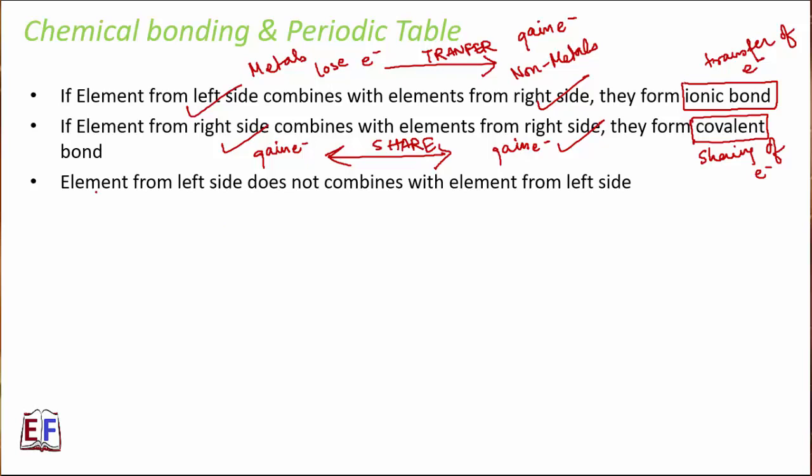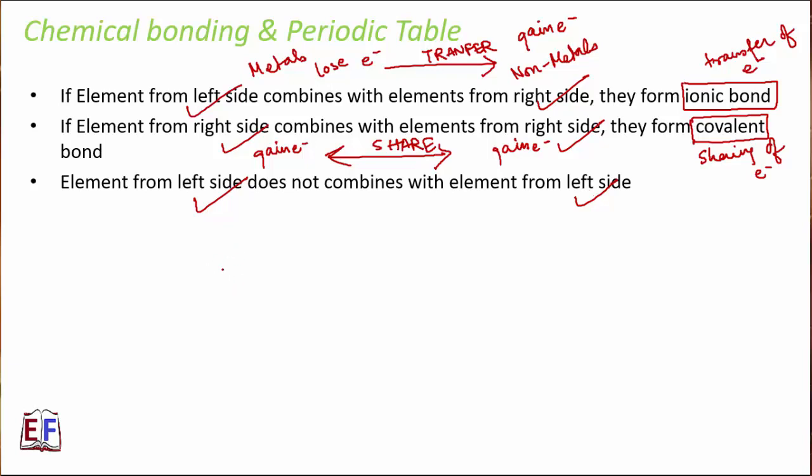Please note that element from left hand side do not combine with element from left hand side, because on the left hand side we have the metals and both of them want to lose electron. Now, since both want to lose electron, transfer of electron cannot take place, sharing cannot take place either. So therefore these elements do not combine with each other. So that's the relationship between chemical bonding and periodic table.